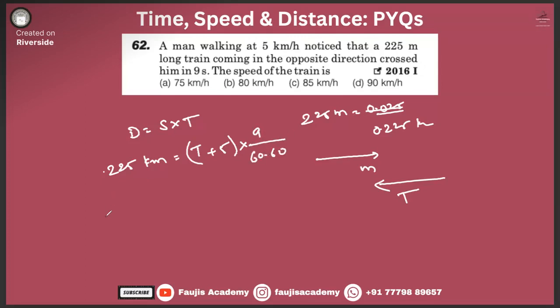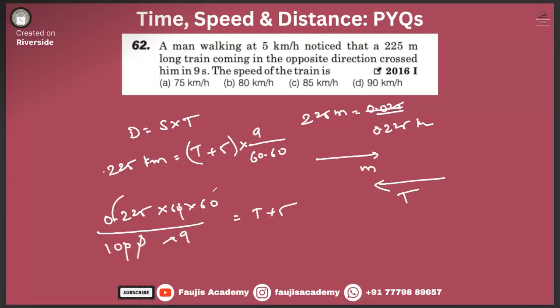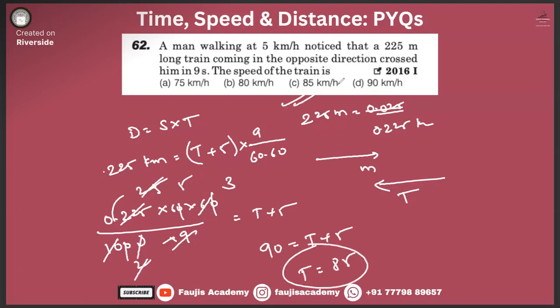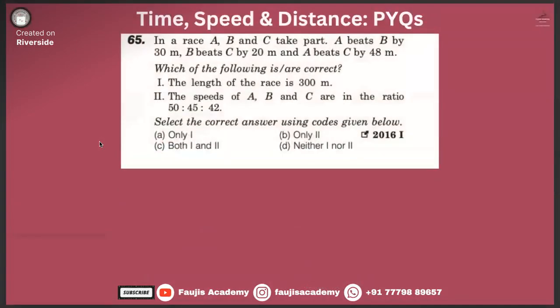Let's solve for T. 0.225 into 60 divided by 9 is equal to T plus 5. 9, 25 times. 2, 5 times. 2, 3 times. 90 is T plus 5. T is equal to how much? 85. Shall we move?